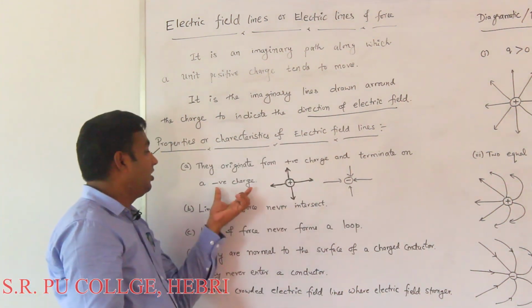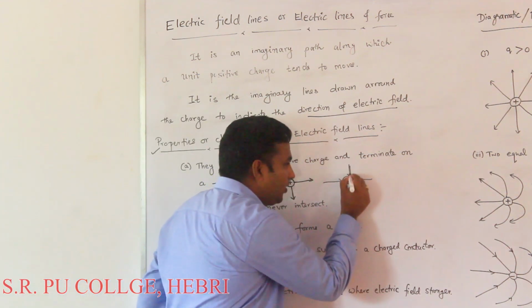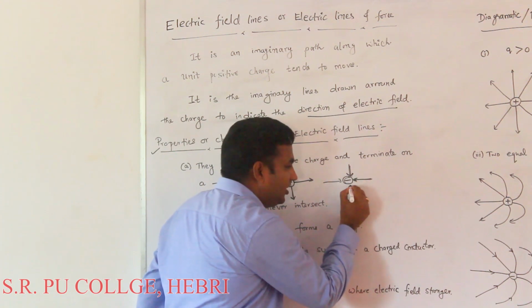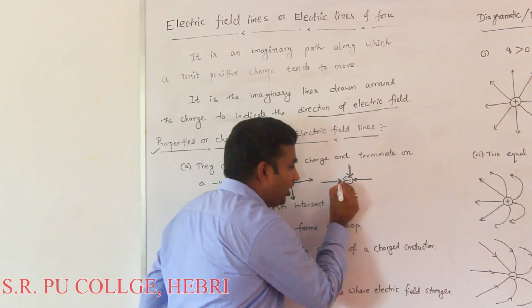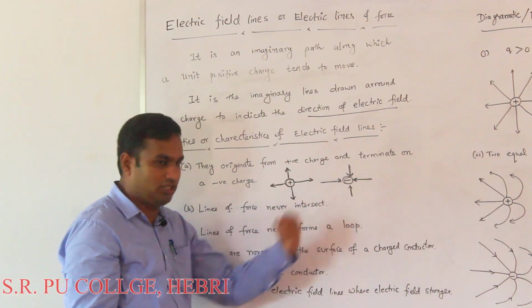And terminate on a negative charge. Second diagram here. Around the negative charge we consider electric field lines. Here electric field lines are terminating on negative charge, which is nothing but the negative charge producing a converging field.